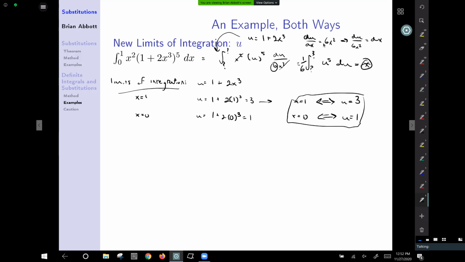So under this substitution, our integral becomes: our lower limit used to be x equals 0, is now u is equal to 1. And I'm going to actually write u equals here, just to really emphasize that we're using u here. And the upper limit, which used to be x equals 1, is now u is equal to 3.